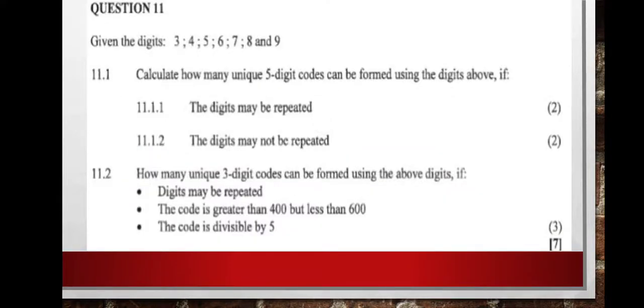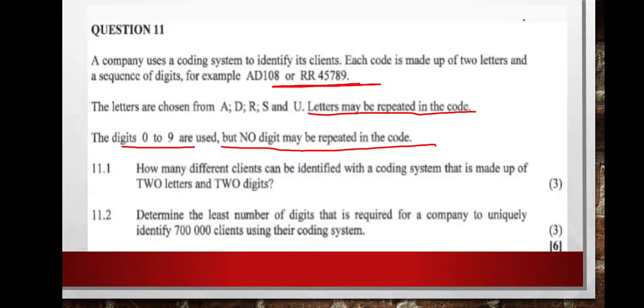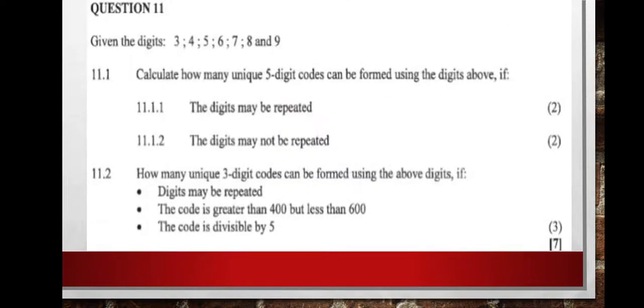Then now we have 11.2. It says determine the least number of digits that is required for a company to uniquely identify 700,000 clients using the coding system, right? So in this case, you can see determine the least number of digits. That means we are no longer restricted to those 2 digits. We can have as many digits as we possibly can, right? Then here, what are they saying? The digits, we know they cannot be repeated. So we're just going to go with the trial and error method.